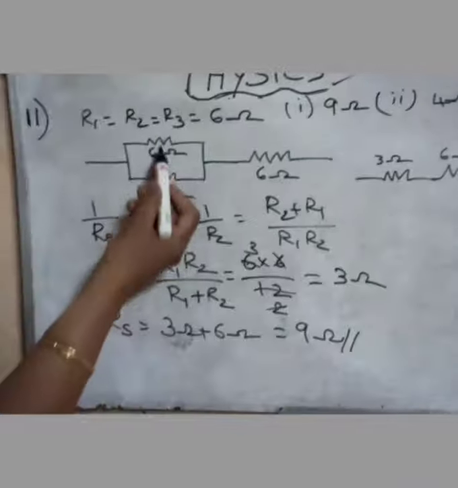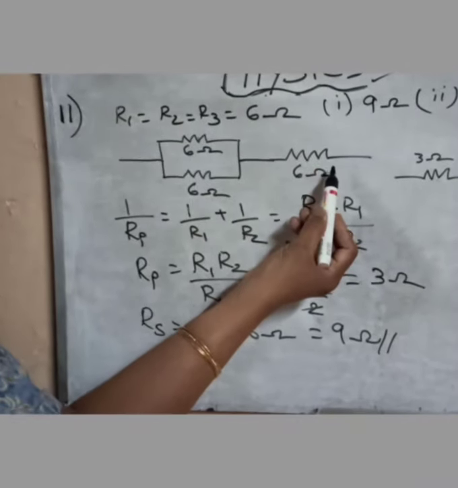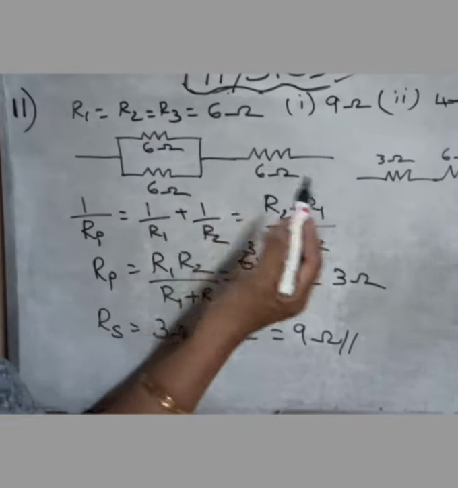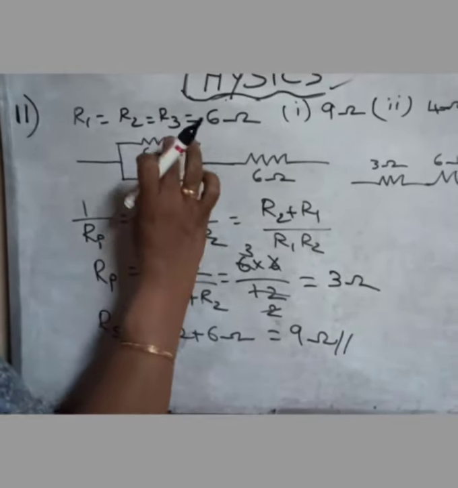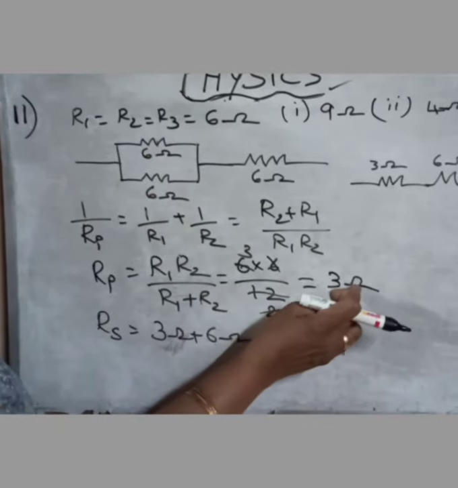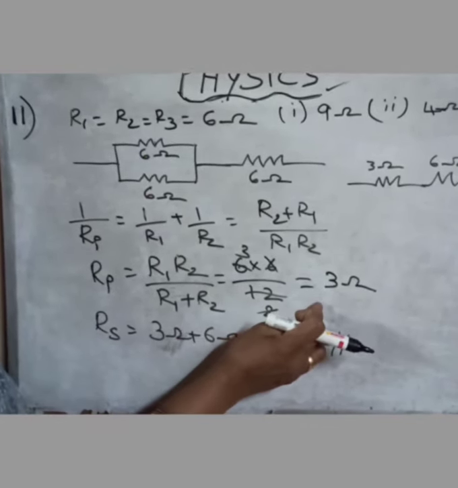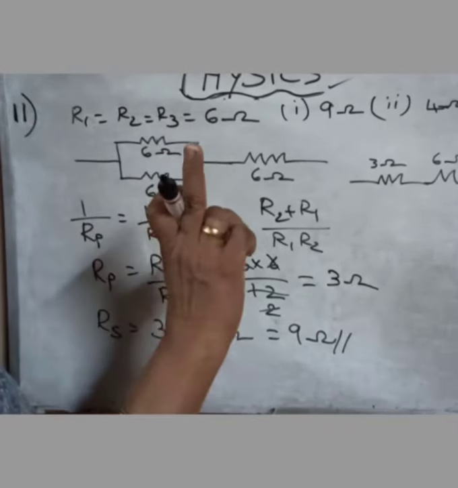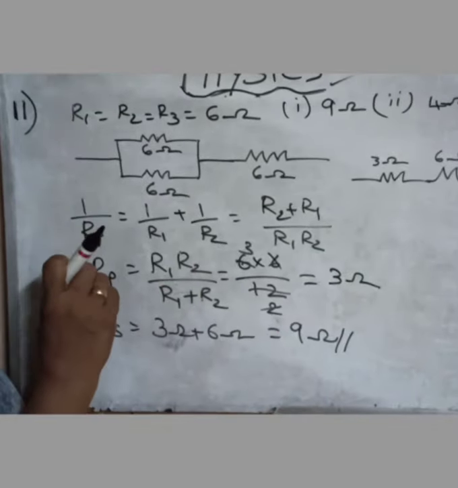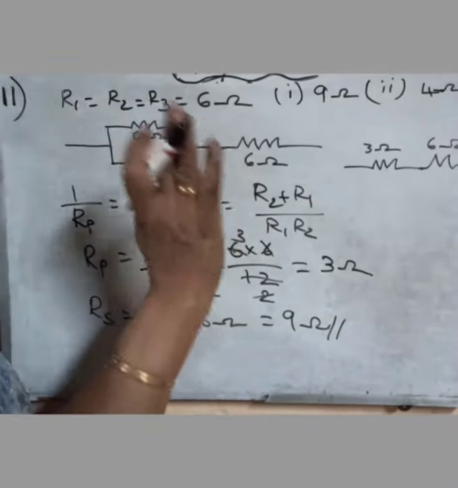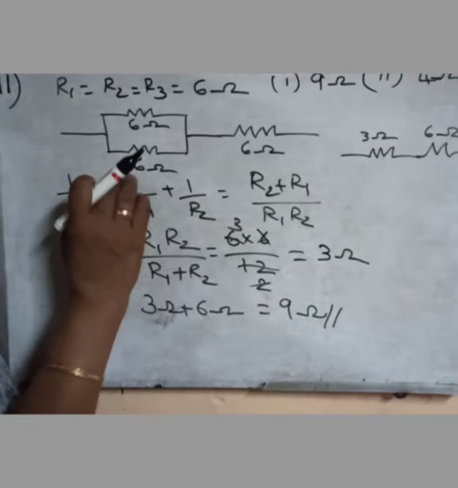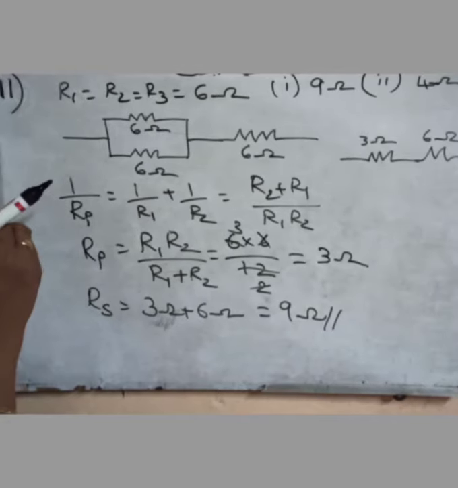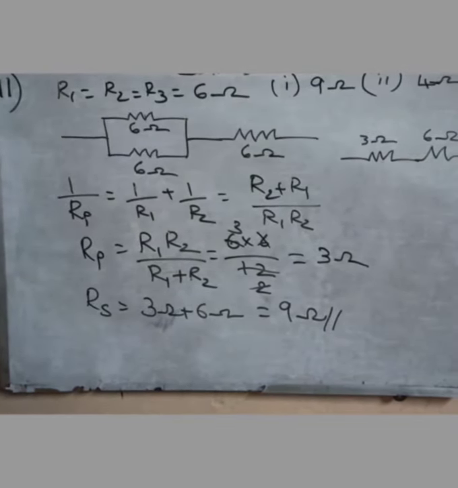Two resistors are connected in parallel and along with it one resistor is connected in series. So remember, children, if two equal resistors are connected in parallel, effective resistance will be its half. If two 2 ohm resistors are connected in parallel, effective resistance will be 1 ohm. If it is 10 ohm, effective resistance will be 5 ohm. For easy calculation, you have to keep this in your mind.